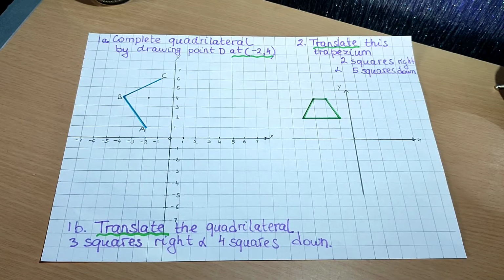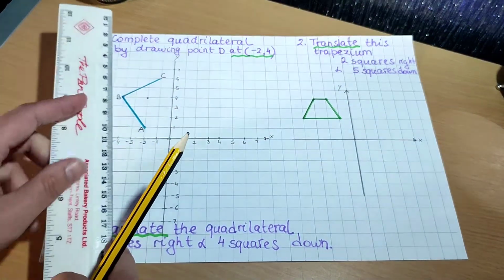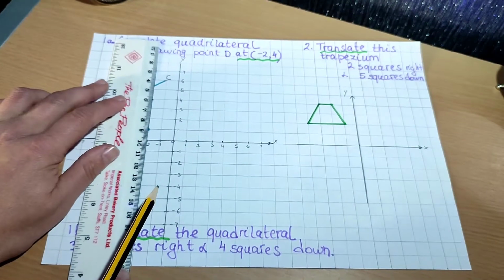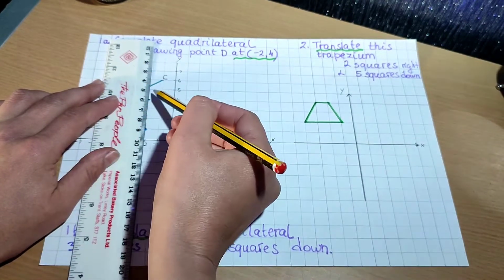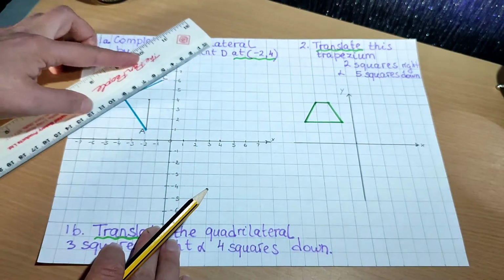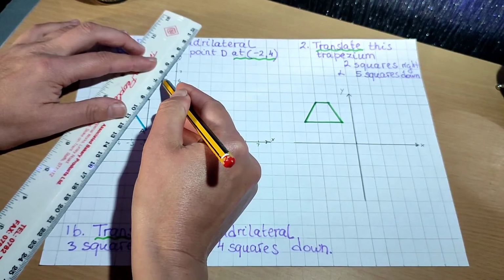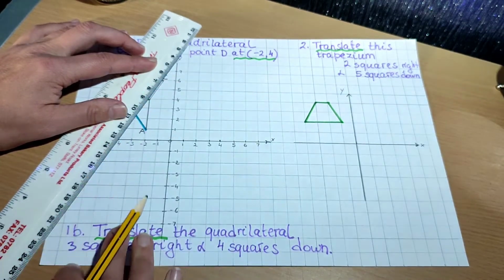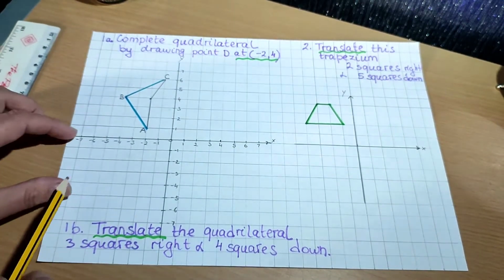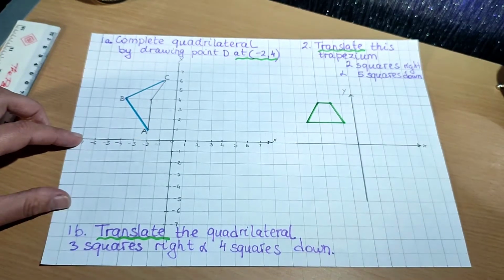What's a quadrilateral? A quadrilateral is a 2D shape with 4 sides. So far we've only got 1, 2 sides, so it's not a complete shape. It's not a shape at all. They're just 2 lines. So let's make this shape into a quadrilateral by joining all of the points together. So, let's have a look. So now we have a quadrilateral. Quadrilateral means 4 sides. So 1, 2, 3, 4 sides.